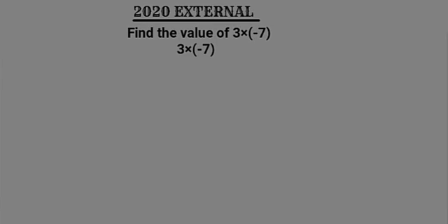Now, as you can see, 3 is a positive and 7 is a negative. That means the answer we're going to get should be a negative. So 3 by 7 will give us -21, because 3 by 7, that is 21. So since 7 is a negative, the answer will be a negative. So that was the answer. Let's go to the next question.